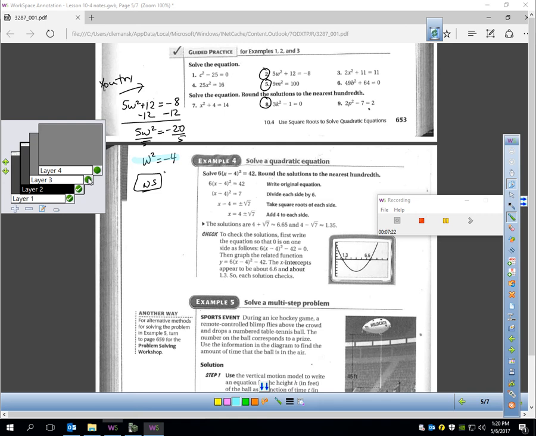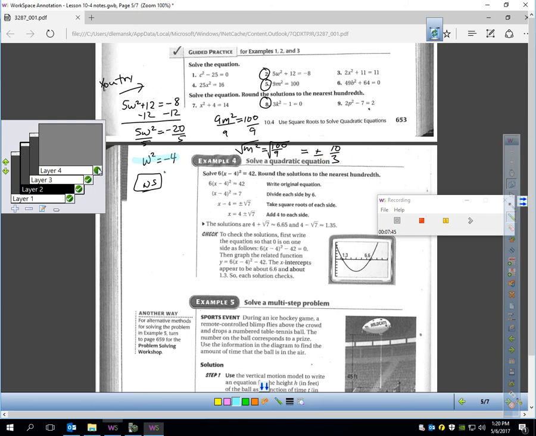Let's go to 5. I would have to divide each side by 9 first, which would give me m squared equals 100 over 9, and I can square root each side, and this works out actually into a fractional amount because 100 and 9 are perfect squares. I'd get plus or minus 10/3 for number 5.